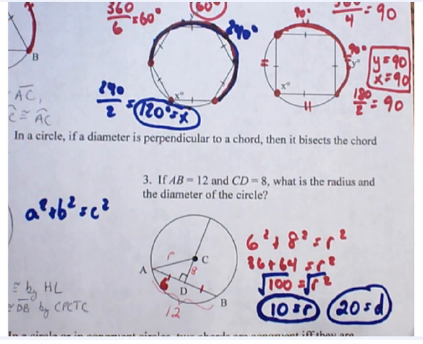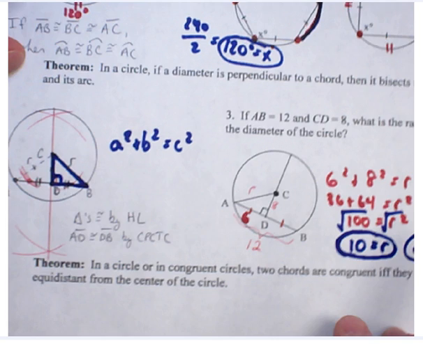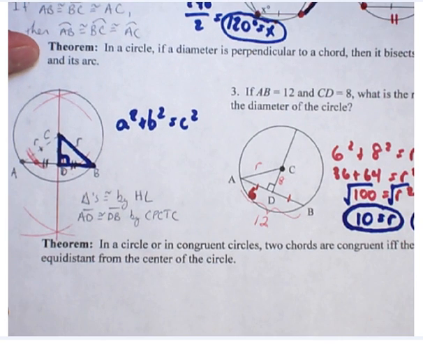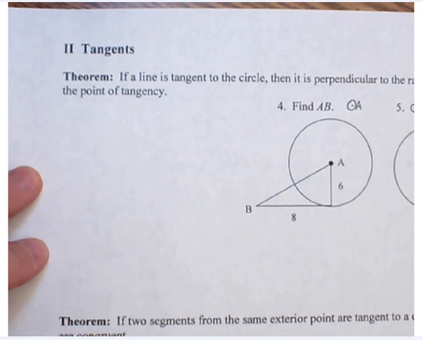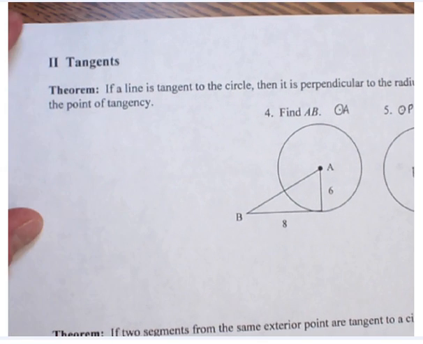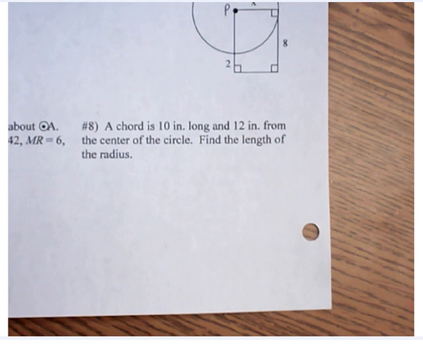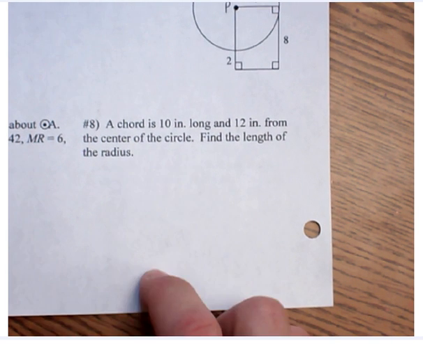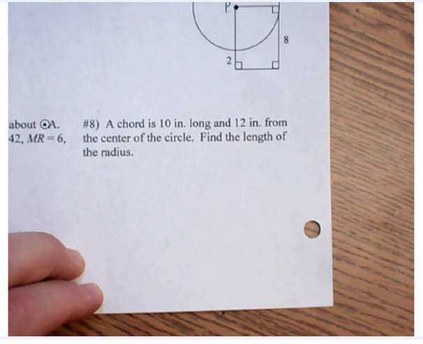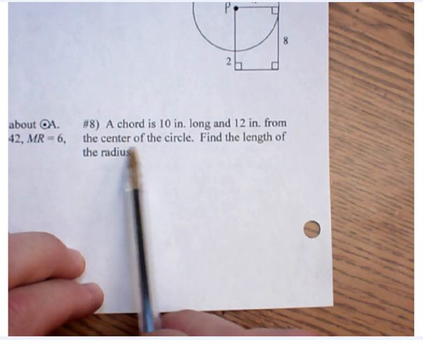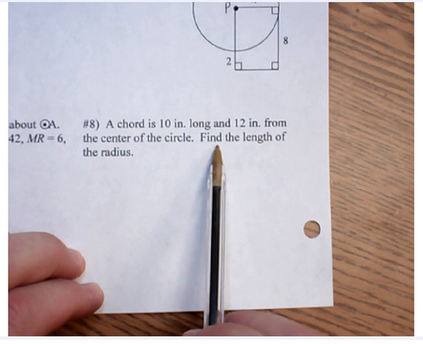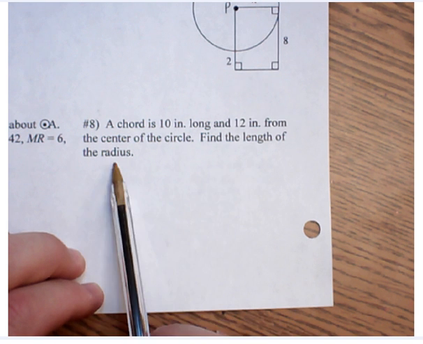Now we'll come back to this last theorem at the bottom, but before you do that, flip your notes onto the back. These are the notes that you're going to take tomorrow as well. We're going to talk about tangents, but we're only going to do one problem on this. We have one more example, and it's problem number 8. A chord is 10 inches long and 12 inches from the center of the circle. Find the length of the radius.